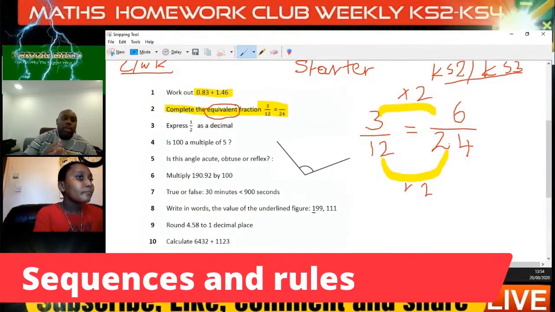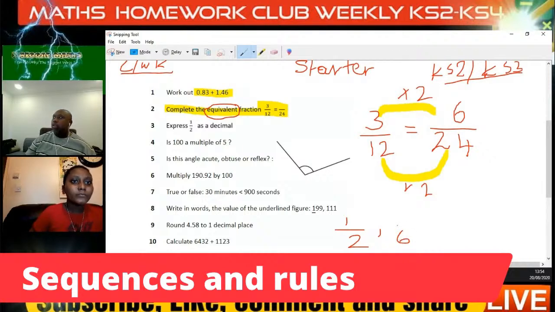Equivalent meaning the same, right? It means the same fraction. So watch this carefully. Equivalent. So we got a half is equivalent to 3 over 6. Yes? Because it's the same. Because you do 3 times 2 is 6. 3 times 1 is 3.